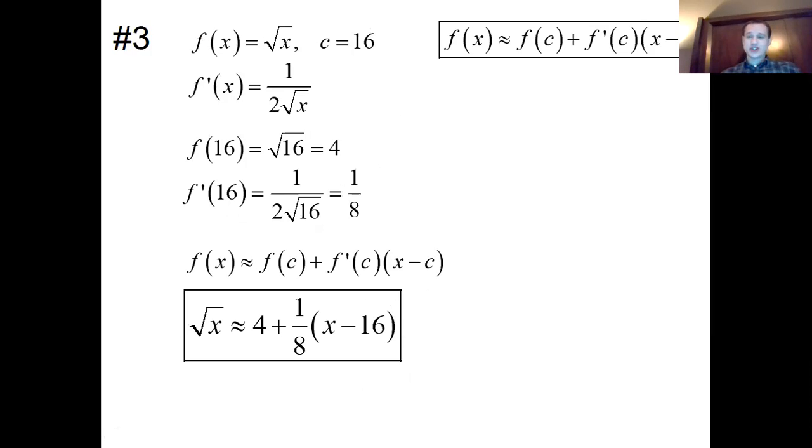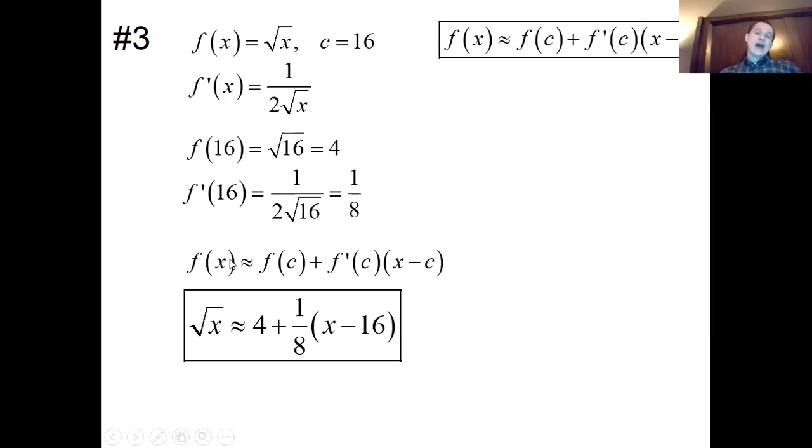And same for the last one. If you had square root of x, number 3, then the derivative would be 1/2 x to the negative half, or 1 over 2 square root of x. The function at the center I care about, apparently I'm centering this around 16, is just the square root of 16, which is 4. So I have a point 16, 4. The derivative at 16 that I'm centering around is 1 over 2 times the square root of 16, which is an eighth.